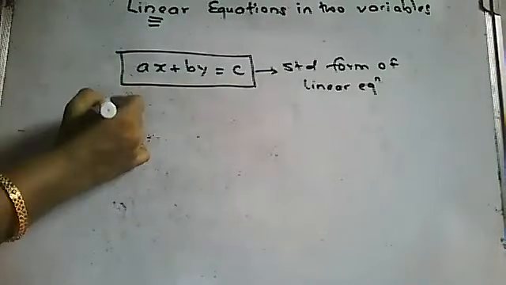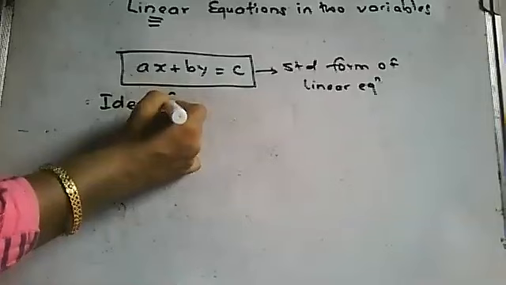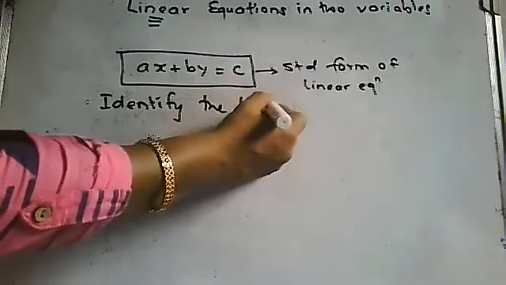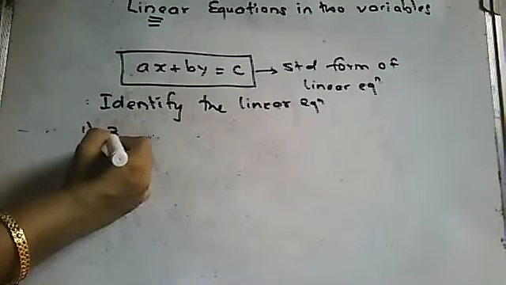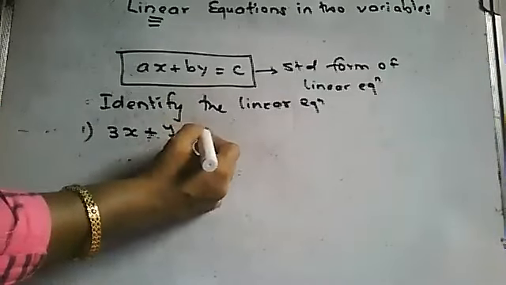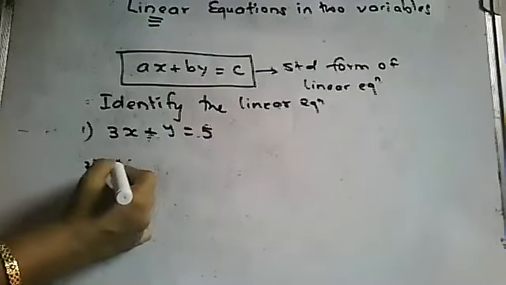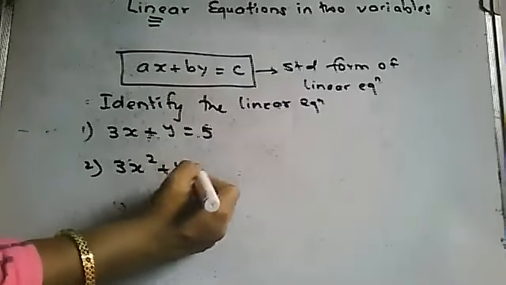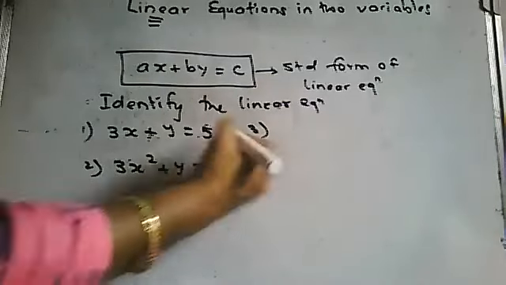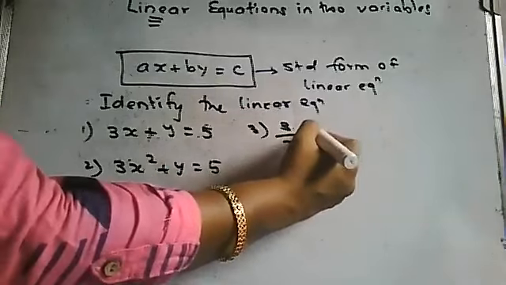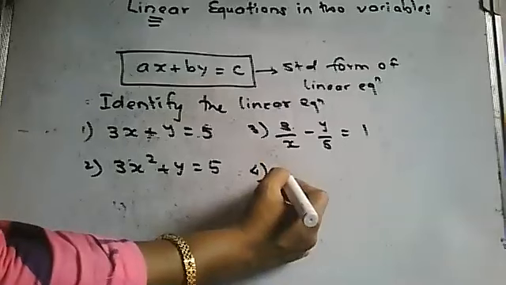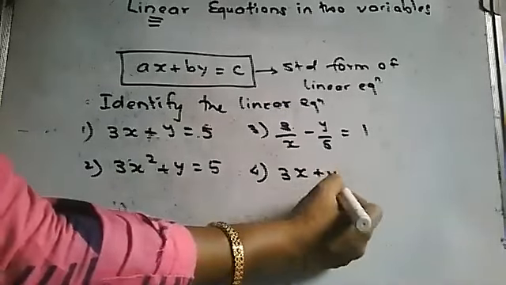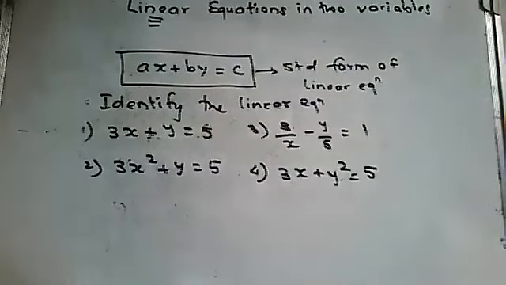Identify the linear equation, or which is not the linear equation. I will write some more equations. Suppose 3x plus y is equal to 5. Second, 3x square plus y is equal to 5. Third, 3 upon x minus y upon 5 is equal to 1. And fourth, 3x plus y square is equal to 5.